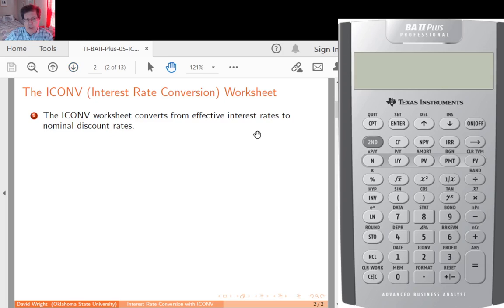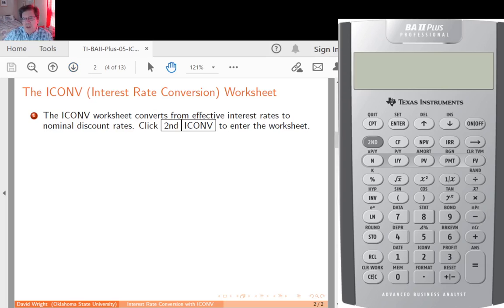It converts interest between effective interest rates and nominal discount rates, effective discount, and nominal interest rates as well. So it can convert any interest rate to any other of those types.